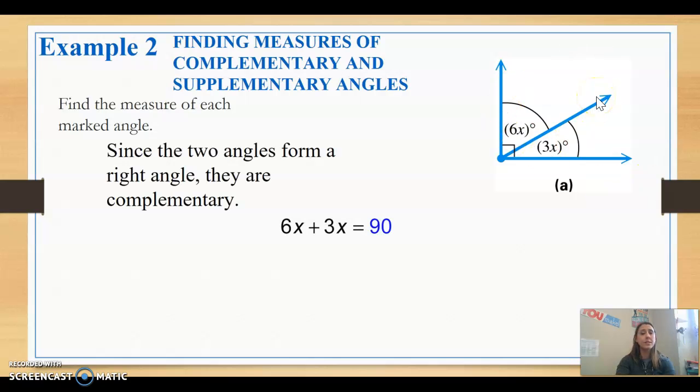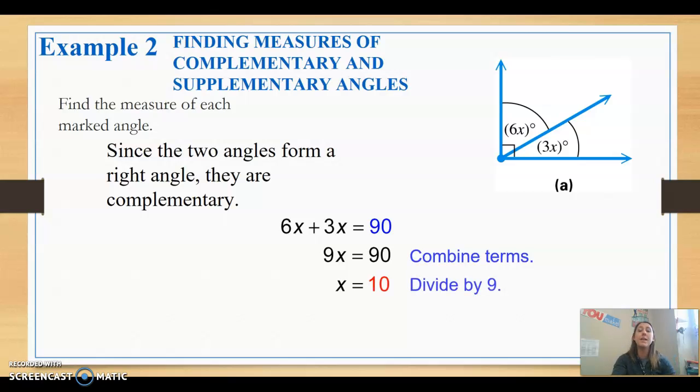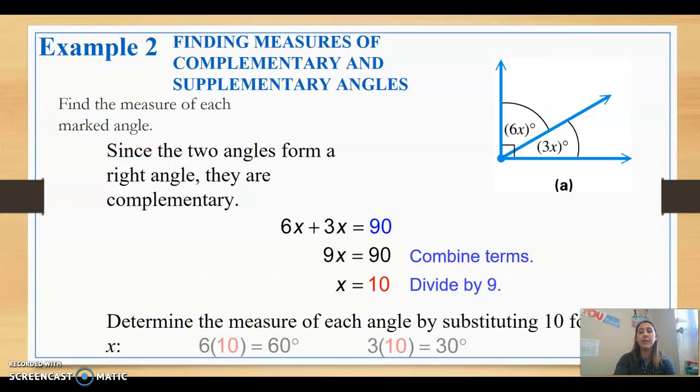We are going to solve this. So we know that this is going to be complementary because it's 90 degrees. And we know it's 90 degrees because of the 90 degree angle symbol in the picture. So we combine our like terms and we end up with 9x equals 90. We solve for x. Now, solving for x doesn't give us the answer. x is 10, so we need to plug it back in. This angle is 60 degrees because it's 6 times 10, and this angle is 30 degrees because it's 3 times 10. So make sure when you're answering those questions, you answer the whole thing.